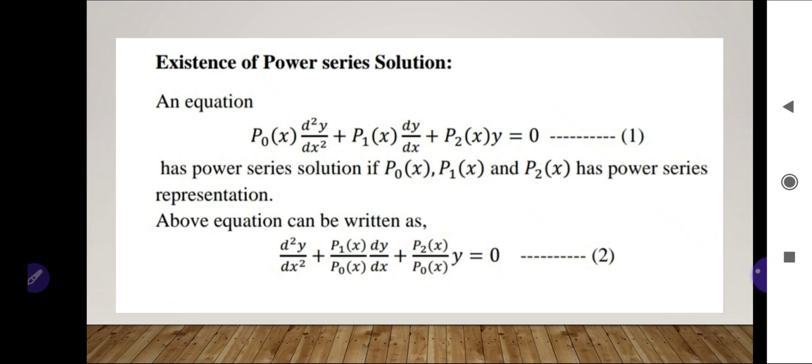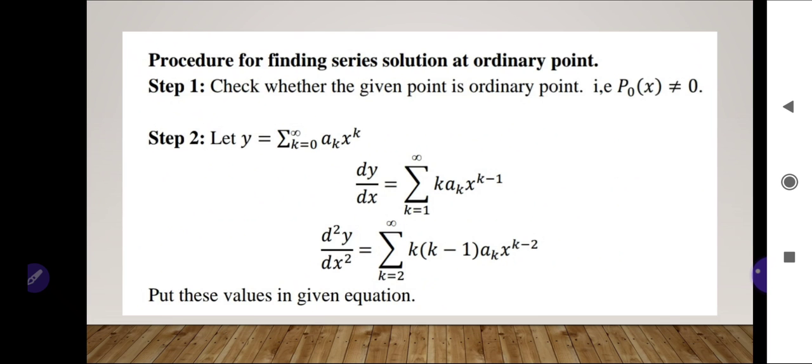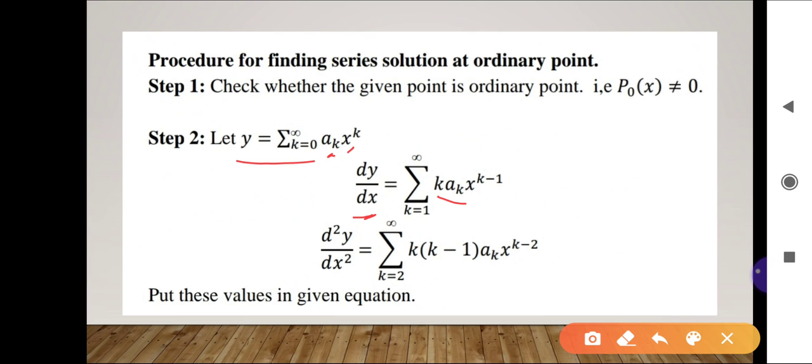So we have to calculate the value of dy by dx and d square y by dx square from that y. Calculating dy by dx, we take the derivative of y: the summation stays as it is, ak stays as it is, and the derivative of x raised to k is k into x raised to k minus 1. Now if you look at the power of x, it is k minus 1, that's why here k varies from 1 to infinity.